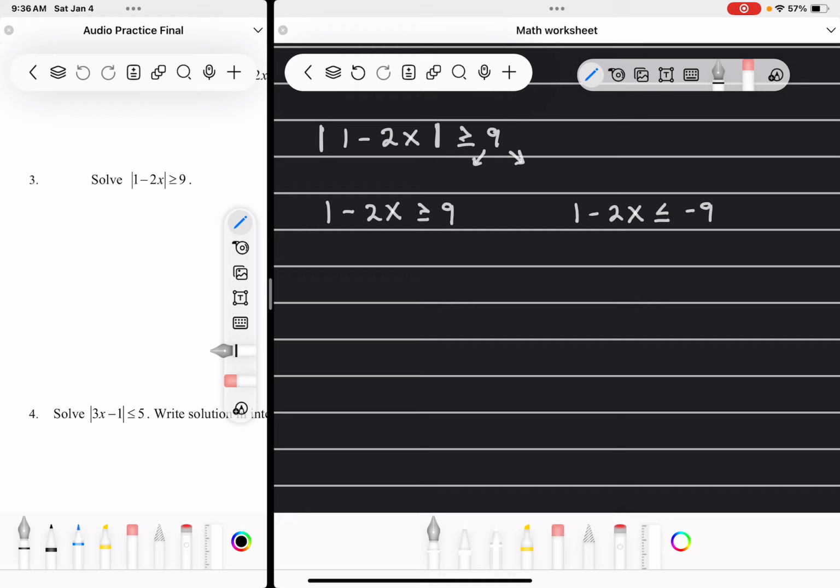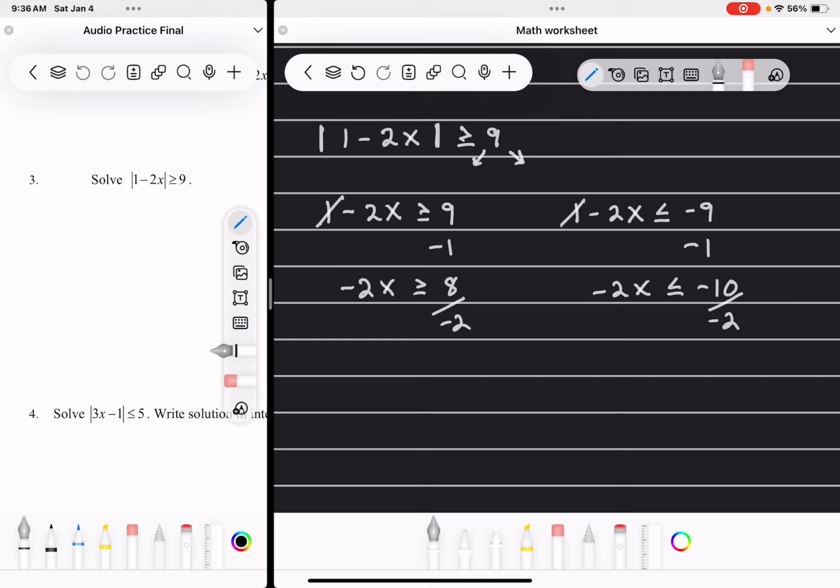So the first thing we're going to do is subtract 1 from both sides for both questions. And we end up with -2x is greater than 8. And we have -2x less than or equal to -10. At this point, we're going to divide by -2.